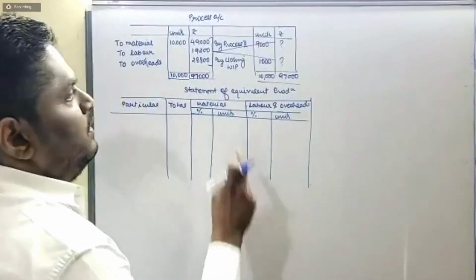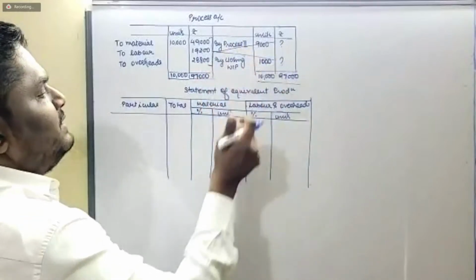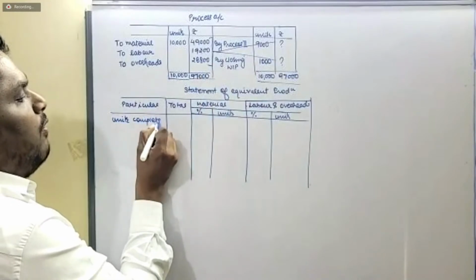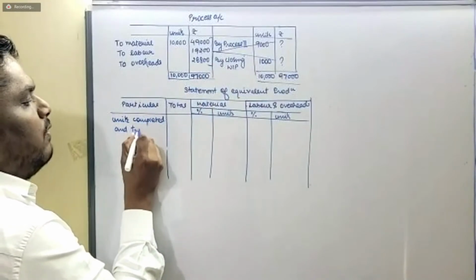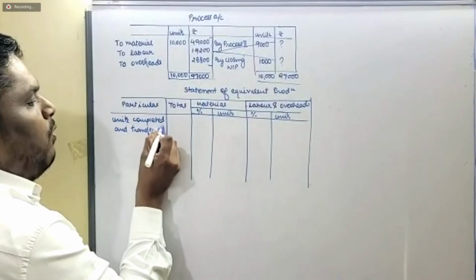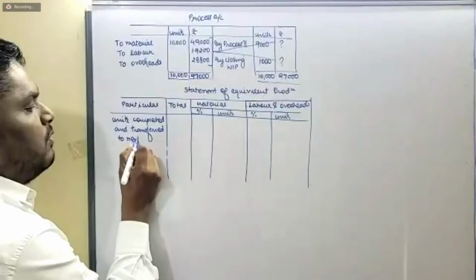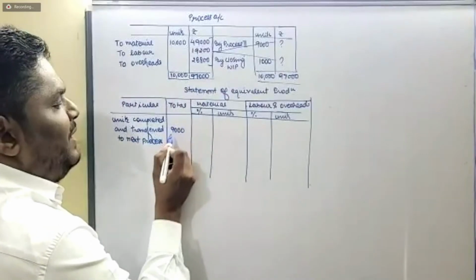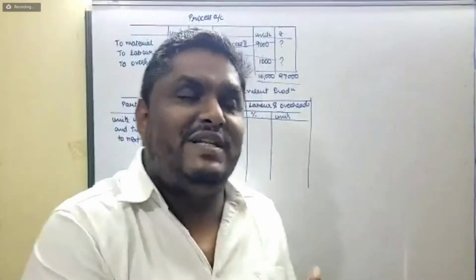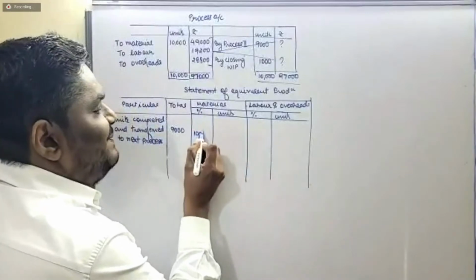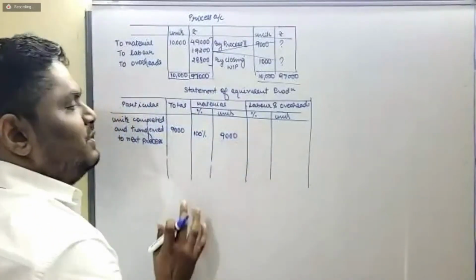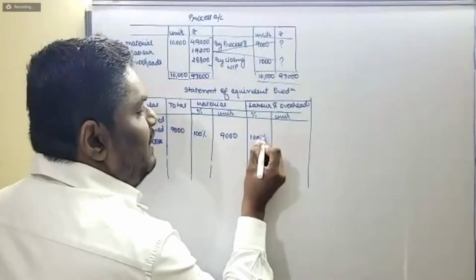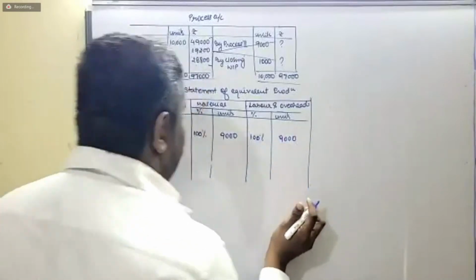Now let's start. There are two parts. First is units that are completed, that is units completed and transferred to next process. Total 9,000 units were completed and transferred to next process, and they are 100% complete. It means in respect of material also, 9,000 will be the number of equivalent units. In respect of labor also, it will be 100%, that is 9,000 units.